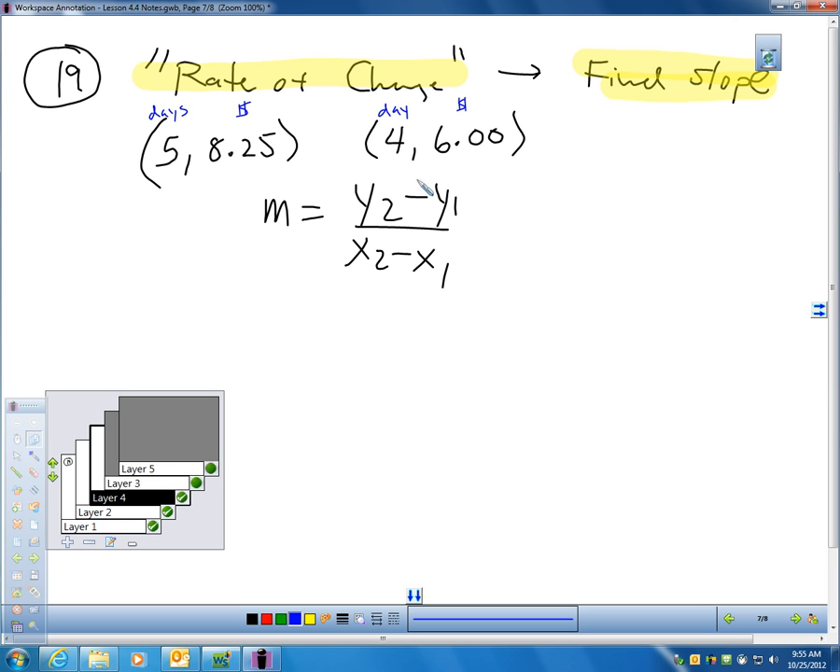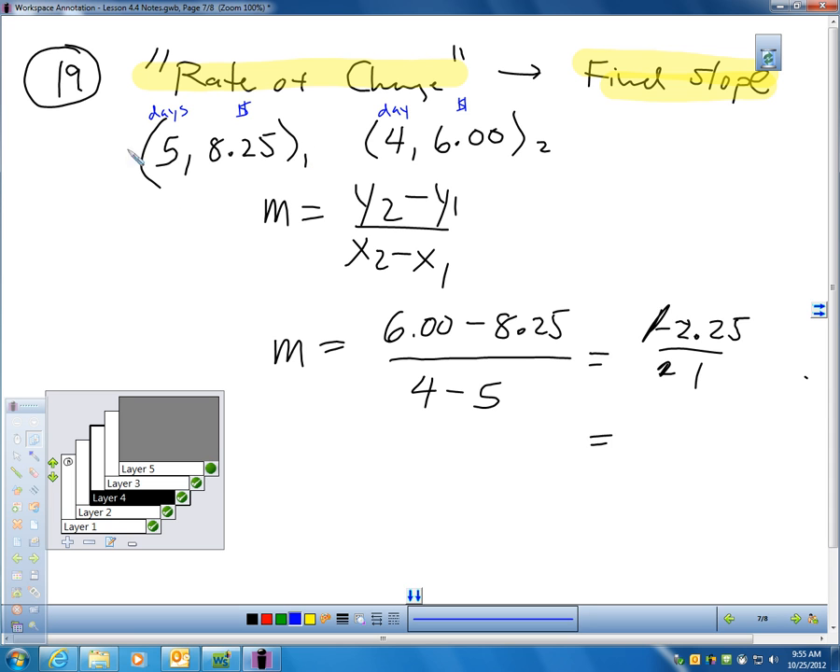All right, well, let's plug this into my slope formula. I'll call this point 1 and I'll call this point 2. X sub 2 is 4, and X sub 1 you can see is 5. Y sub 2 is 6. Y sub 1 is 8.25, and when I subtract, 6 minus 8.25 is negative 2.25, and 4 minus 5 is negative 1, and I should cross this stuff out here. Okay, so I have negative 2.25 over negative 1. Well, when you solve that, that's positive 2.25.